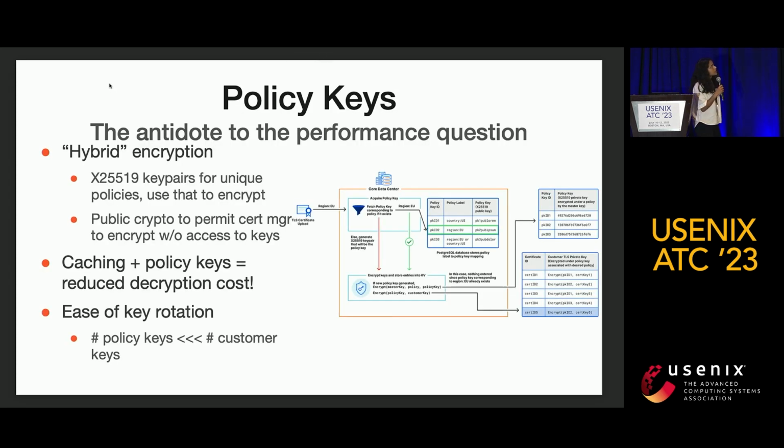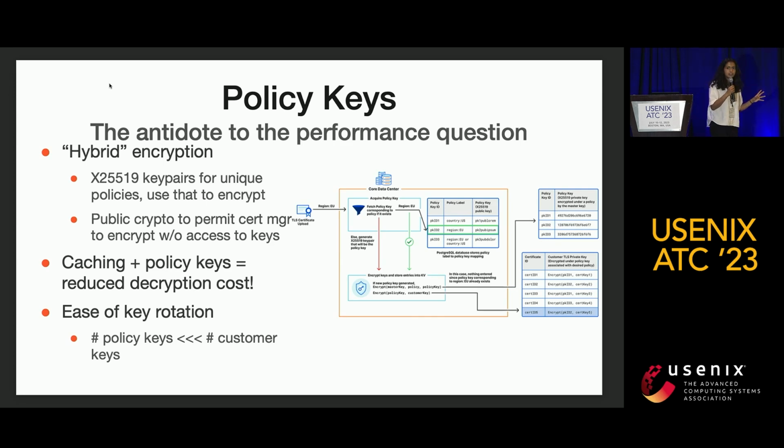But as you can see, there's definitely a bit of overhead here that could be problematic. So our antidote to this question is policy keys, and like all of computer science, you can solve a problem by adding another layer of indirection. If you have any familiarity with public key crypto, you don't usually use RSA keys in order to encrypt large swaths of data. Instead, you have a symmetric key that acts as your data encryption key, and you encrypt the symmetric key with RSA.